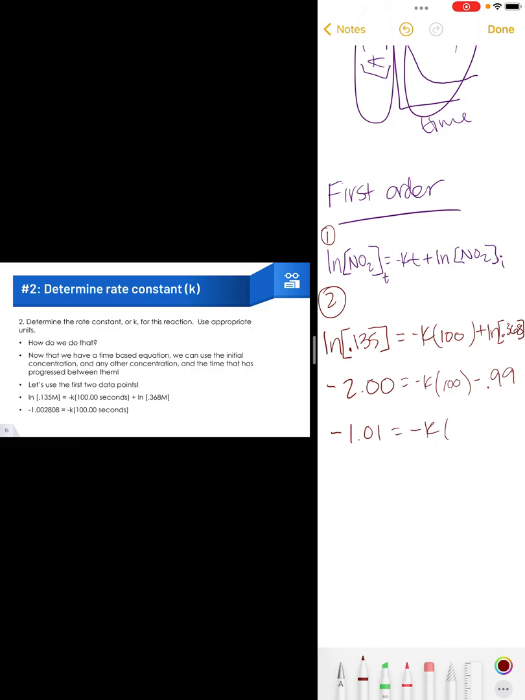That's equal to negative k times 100. I'm trying to get k by itself, so now I'm going to divide by 100. So I got negative 0.01 equals negative k. Those k's cancel out, so my rate constant is 0.01. Okay.